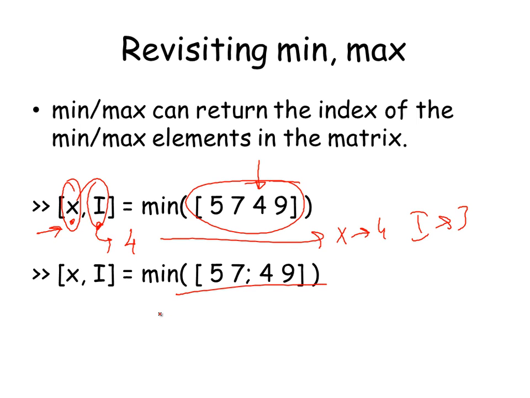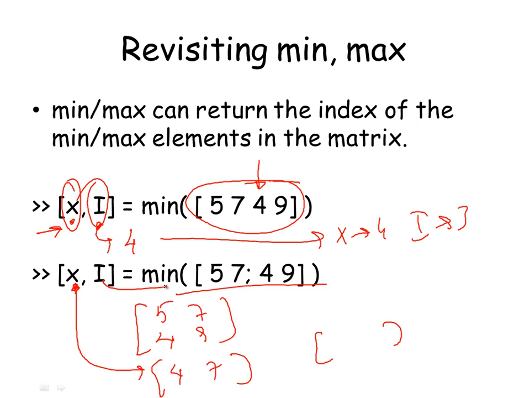And the second problem we already solved. You have to look at the matrix 5, 7, 4, 9. If you take the minimum, x will be 4 and 7. Okay. And i will be the second element 2, first element 1. Make sense? All right. That's all for today.